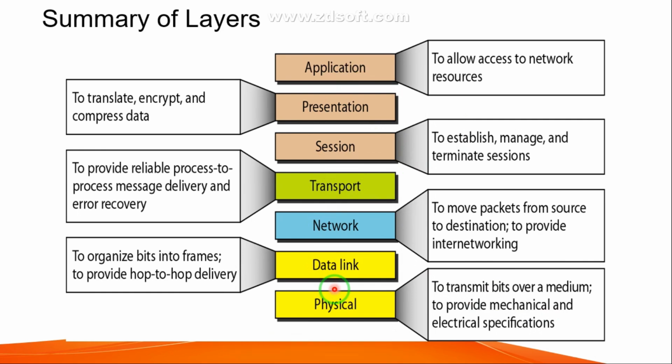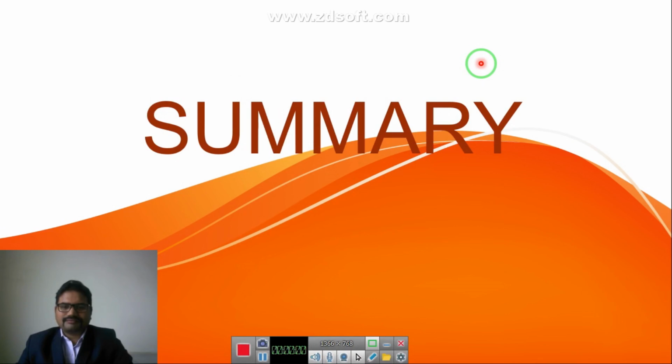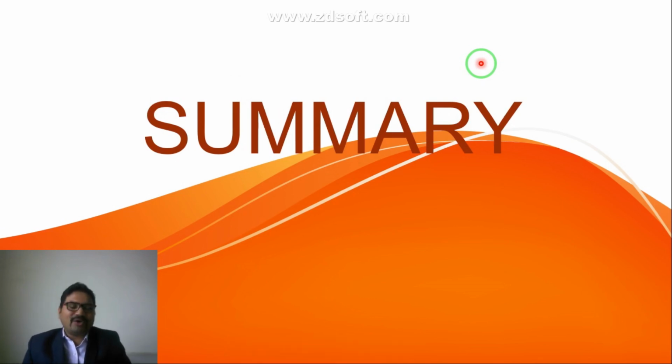So guys, today we have studied the OSI model, that is Open System Interconnect. Why we call it an open system? What are the different layers in the OSI model? What is the difference between ISO and OSI?